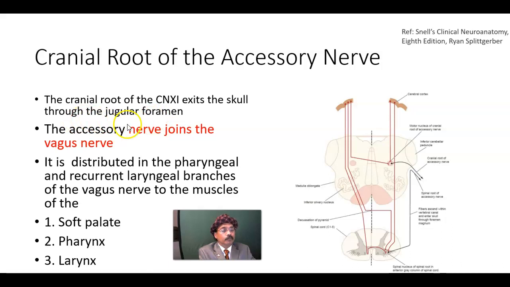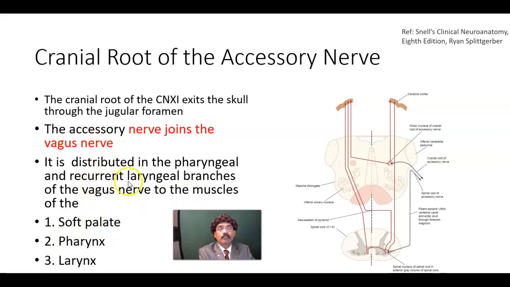The jugular foramen is also the passage for other cranial nerves, like the vagus nerve and the glossopharyngeal nerve, and also the internal jugular vein. The accessory nerve joins the vagus nerve in the jugular foramen. It is distributed in the pharyngeal and recurrent laryngeal branches of the vagus nerve to the muscles of the soft palate, pharynx, and larynx. So it is accessory to the vagus nerve.